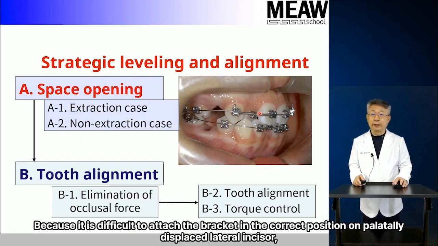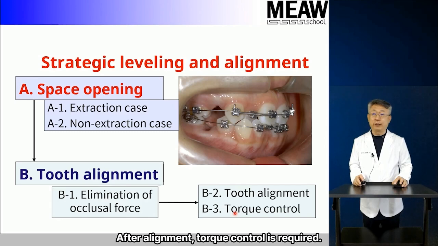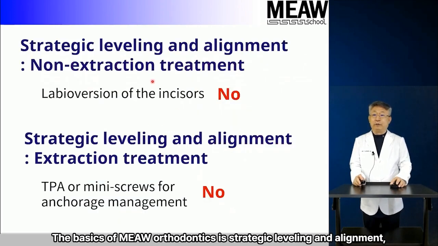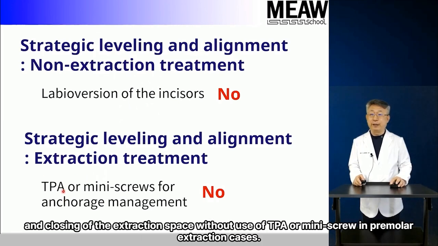Because it is difficult to attach the bracket in the correct position on palatally displaced lateral incisor, occlusal force has to be removed first. Then the teeth are re-leveled. After alignment, torque control is required. The basics of MIA orthodontics is strategic leveling and alignment, which is the minimization of labioversion of the incisors in non-extraction cases, and closing of the extraction space without use of TPA or mini-screw in premolar extraction cases.